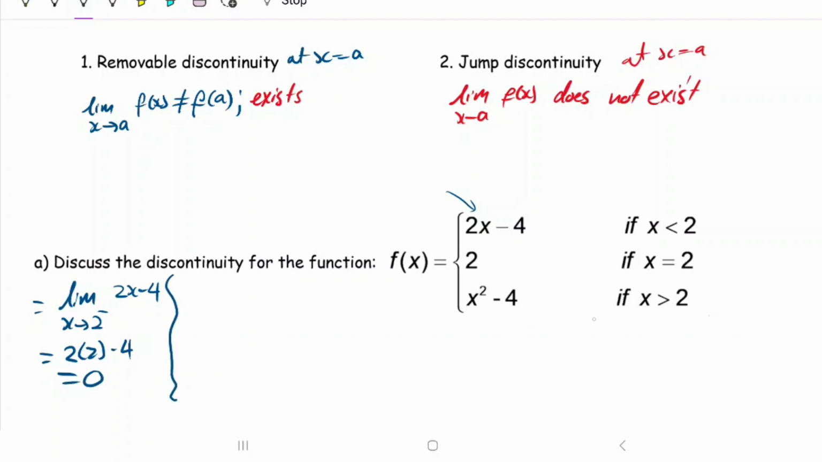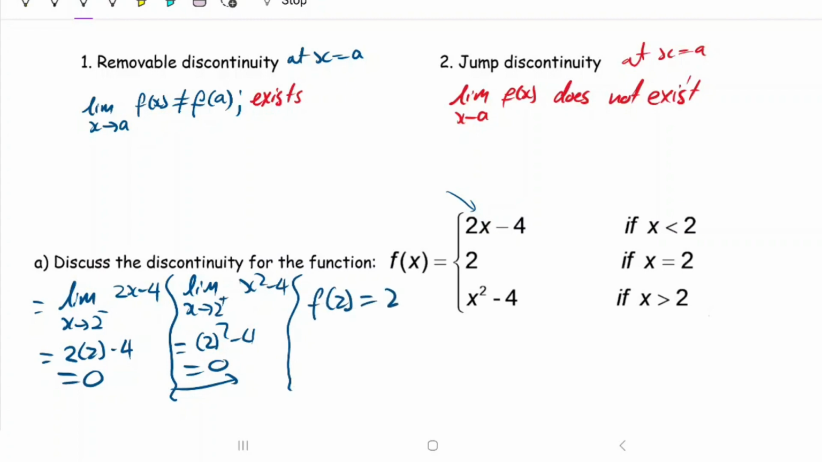Now let us try the limit from the right. We'll go the limit as x tends to 2 from the right. We bump into this equation there, and therefore we substitute: 2 squared minus 4 equals 0. So the limit does exist, and is equal to 0. Last step, let's check what f of 2 is. F of 2 is equal to 2. Therefore, in this case, the limit as x tends to a does exist, but it is not equal to f of 2. If the limit exists but is not equal to the function value, we have what we call a removable discontinuity.